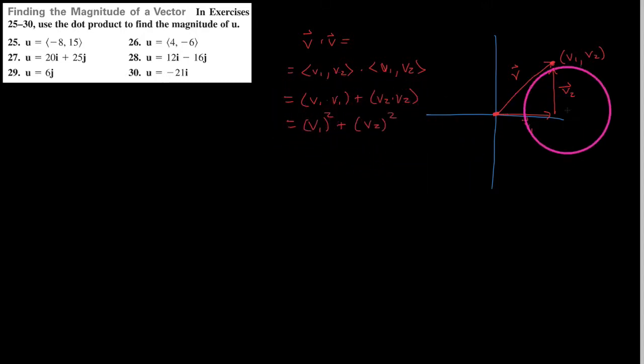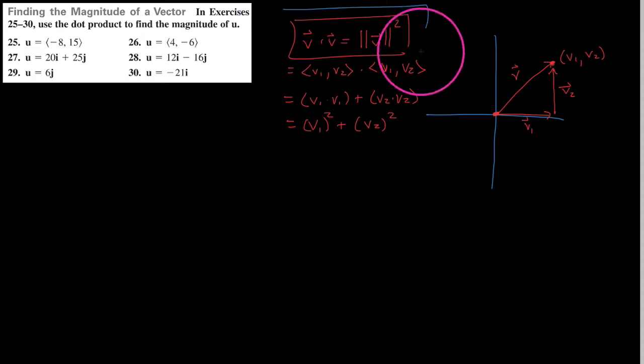And where have we seen this before? Whenever we take the length of this leg squared plus the length of this leg squared, what we get is the hypotenuse. So it is fair to say that the dot product of a vector with itself gives us the squares of the legs added together. But what would have to be true about that? We would have to admit that that would be equal to the magnitude of the vector itself squared.